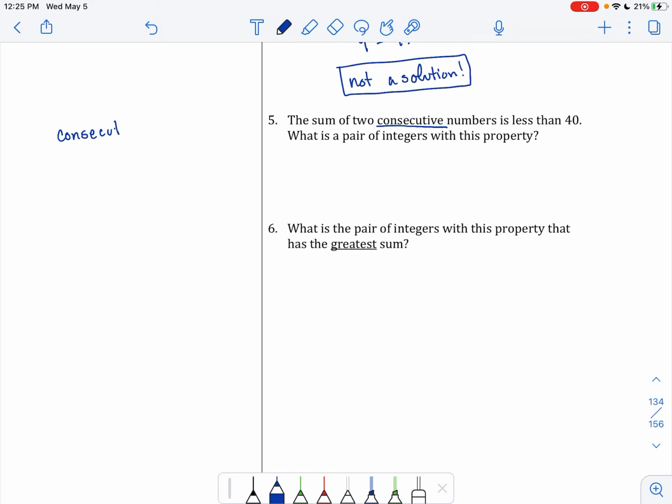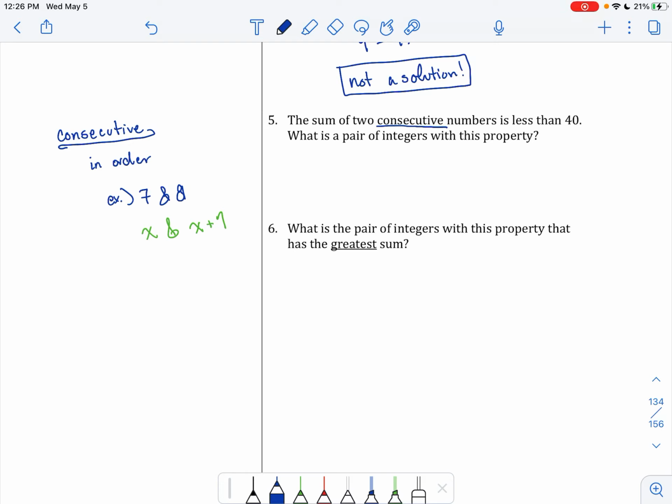Consecutive numbers are numbers that are in order. So if you ever see consecutive, that just means in order. So an example would be 7 and 8. I wrote 9, 7 and 8 are consecutive. 2 and 3 are consecutive. -7 and -8 are consecutive. And what's the important idea here is that whatever the first number is, the next number is just one more than that. So here, what is a pair of integers, a pair of whole numbers with this property?